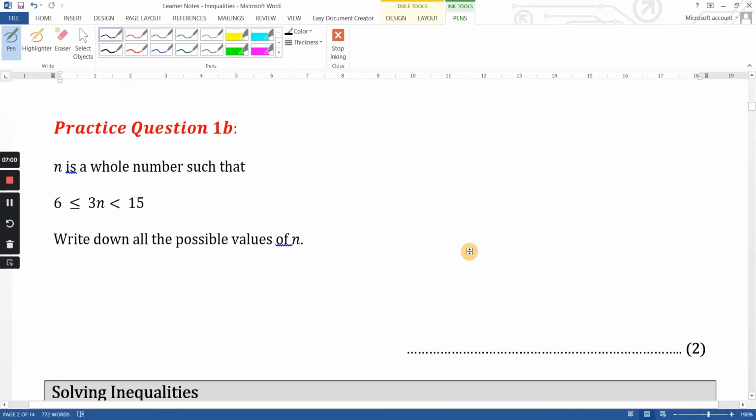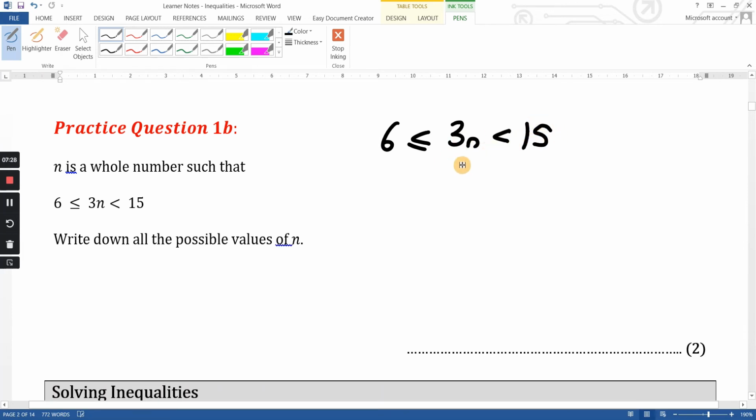Next one, 1b. n is a whole number such that 6 is less than or equal to 3n, which is less than 15. Write down all the possible values of n. So notice it says n we want. That should be a big clue to tell you that I don't want 3n, I want 1n. So I need to, let me just rewrite this first.